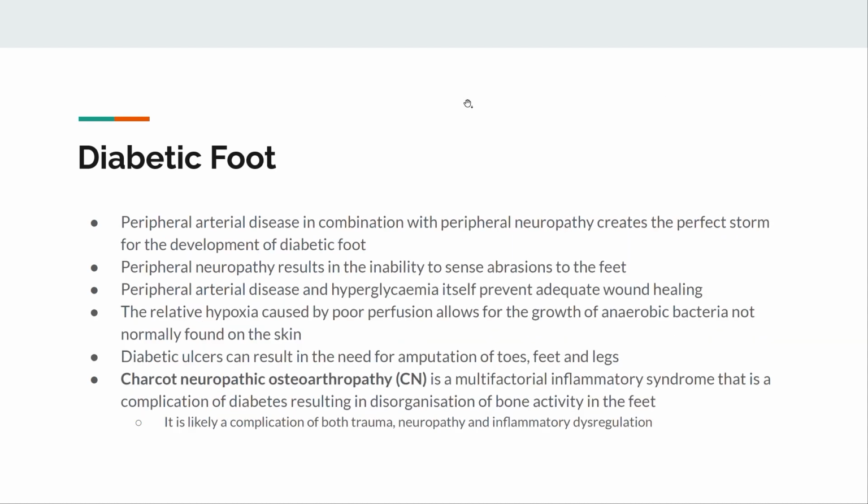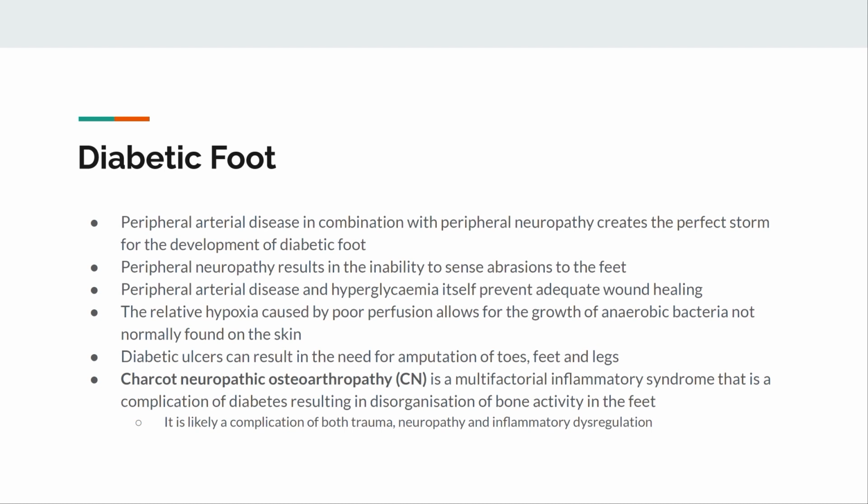Diabetic foot is something to really understand well. It's a consequence of poor blood flow and poor nervous innervation, together meaning that if you can't feel, it's very easy to cut your foot and not notice it and not clean it. And then having poor blood flow and hyperglycemia means it's hard to heal that wound. And the hypoxia caused by poor blood flow will provide an anaerobic environment for some very nasty bacteria to grow, which don't normally grow on the skin.